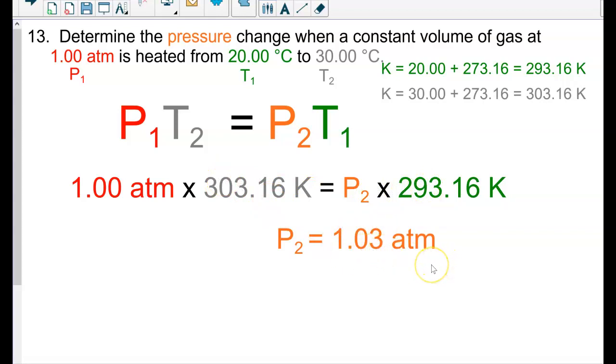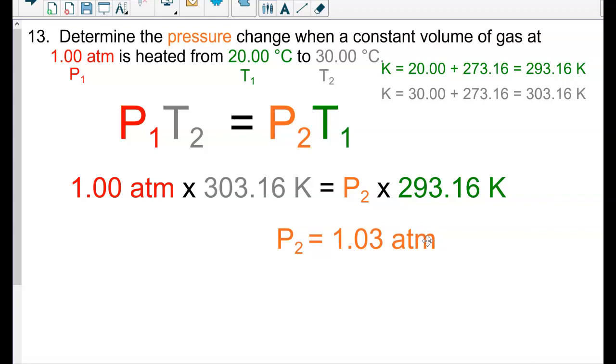Please pause your screens and check through the math. Remember that you need to have the generic formula, numbers with units plugged in, and a final answer with units. So pause, see if you can get my answer, and then begin the video again. Okay, hopefully you're back now.